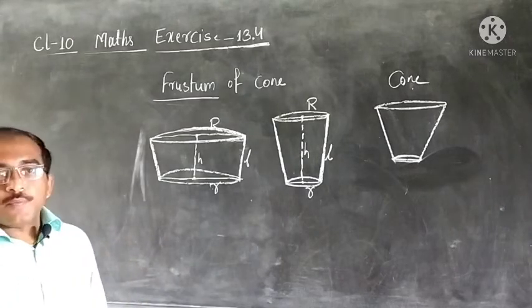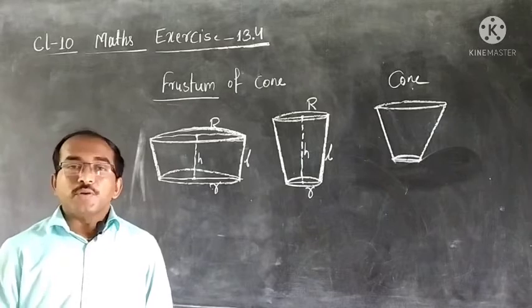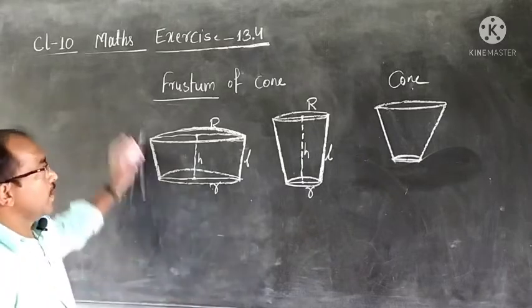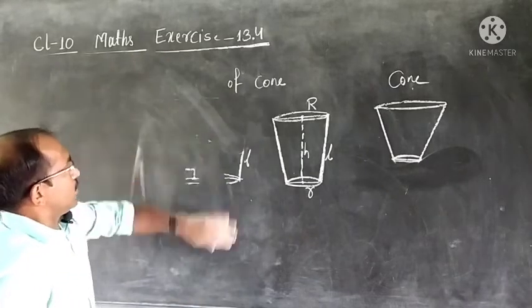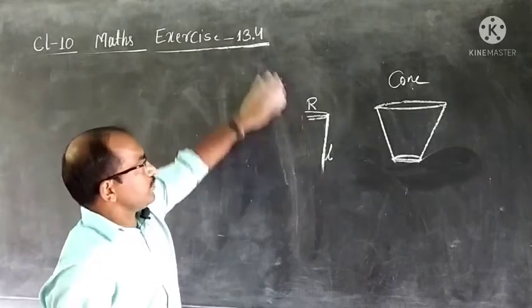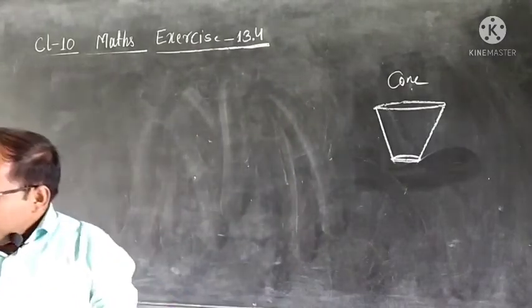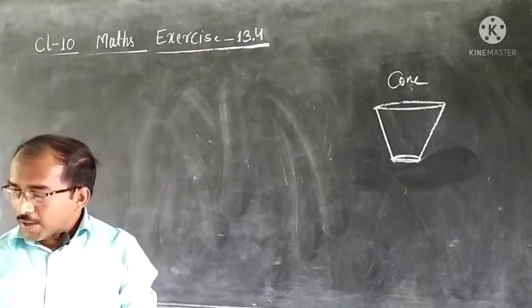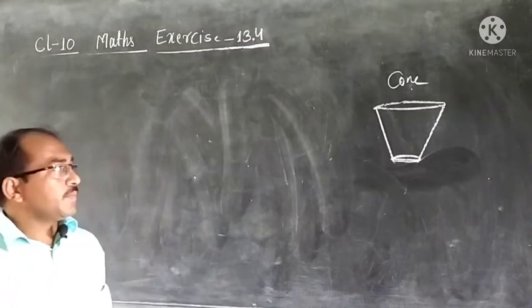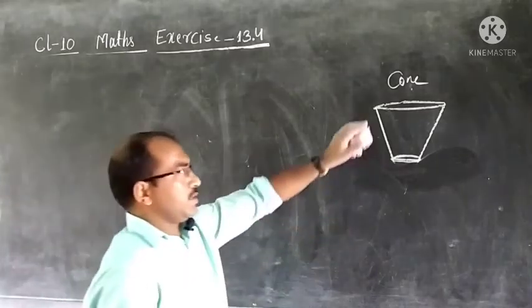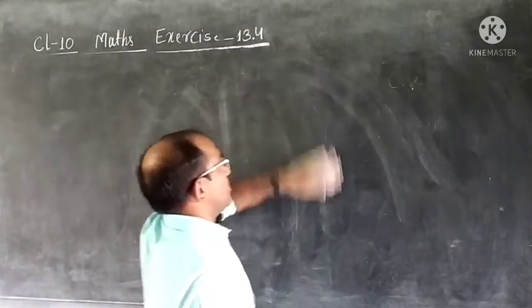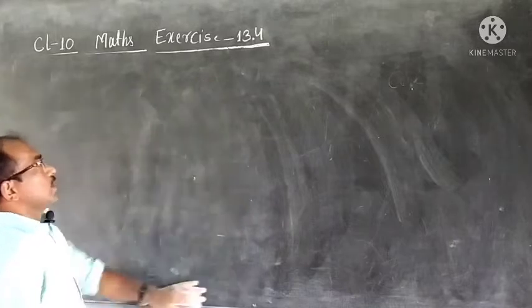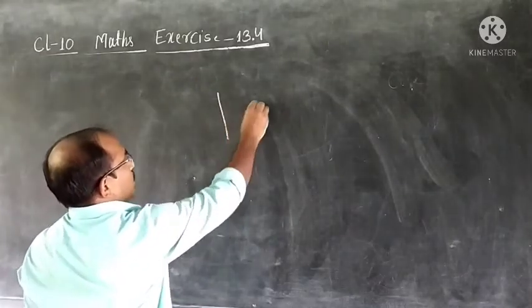So, let us now go to exercise 13.4 question number 1. The question is, a drinking glass is in the shape of a frustum of a cone of height 14 centimeters. So, a drinking glass. We are all familiar with the glass we use for drinking water. So, this is the shape of the glass.